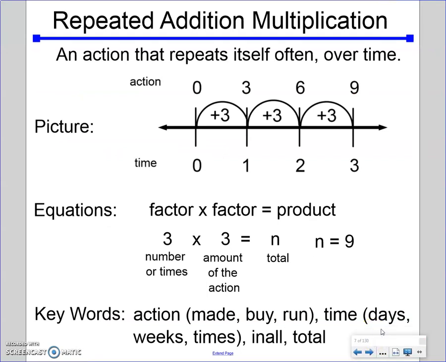When we were learning about multiplication story problem types, we learned about repeated addition multiplication. We learned that the repeated addition multiplication problem is a problem where an action repeats itself often over time. We represented repeated addition multiplication story problems with number lines, and of course we multiplied to solve them.